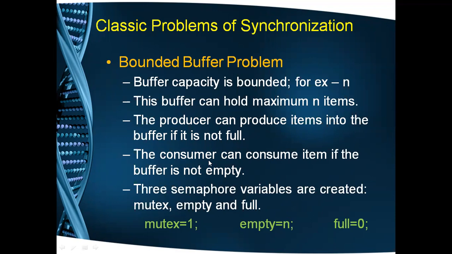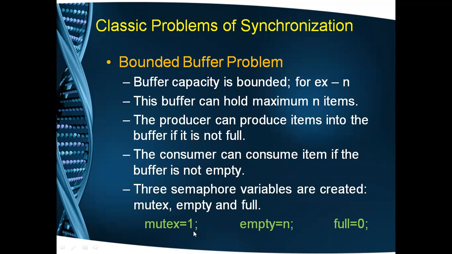The second process is the consumer process. It is going to take or consume items from the buffer. Here the condition is that the buffer should not be empty, or it should contain some items. We need to satisfy these conditions whenever the producer and the consumer access the buffer at the same time. We are going to provide a solution for this problem using the semaphore concept.